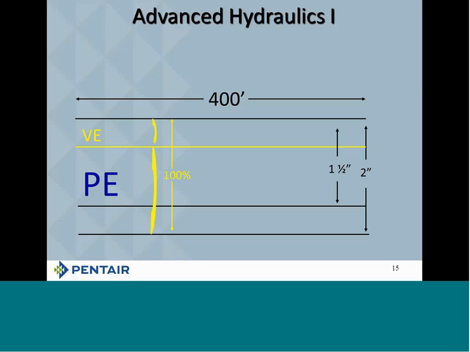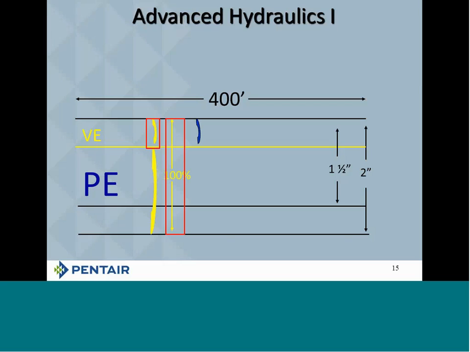Now, what I want you to do is look at that and tell me what percentage is the velocity energy of the total 100% energy in that piece of pipe. About 20%. Yep, right? Now, remember, we had somebody telling us that if they did 1.5-inch pipe, they'd get more pressure. All right? We're going to have to prove them wrong.